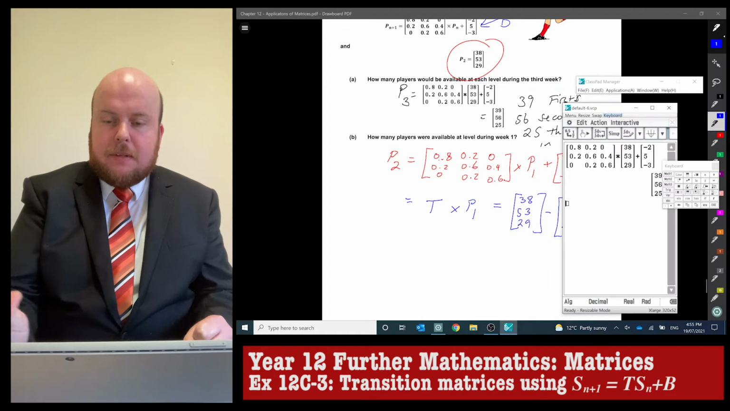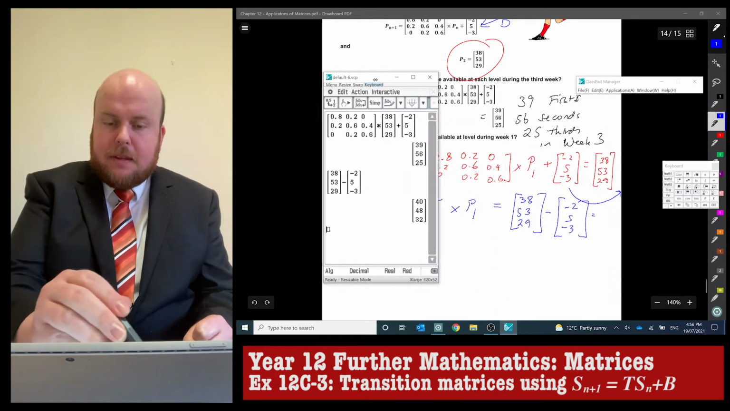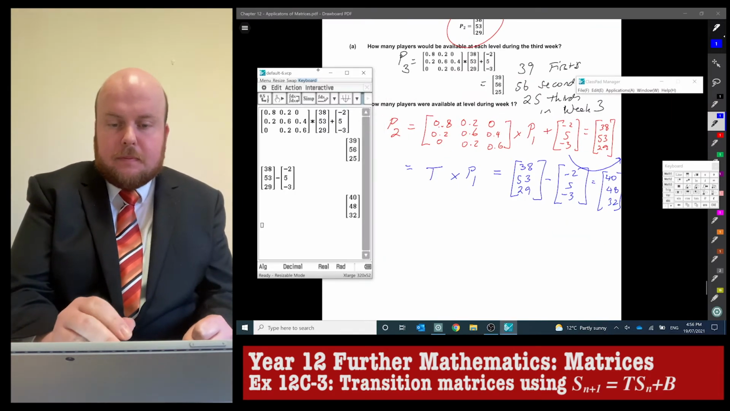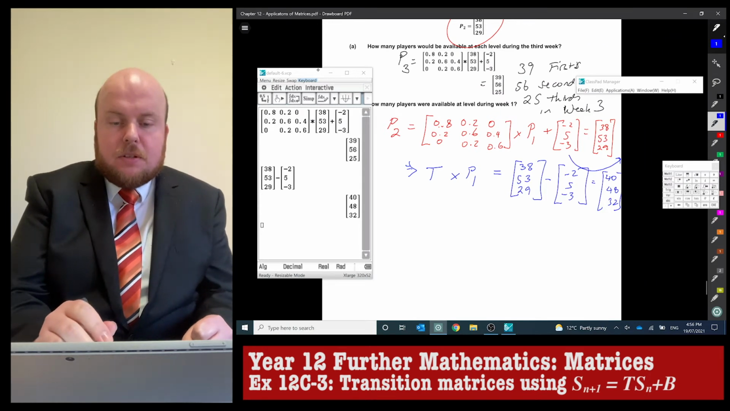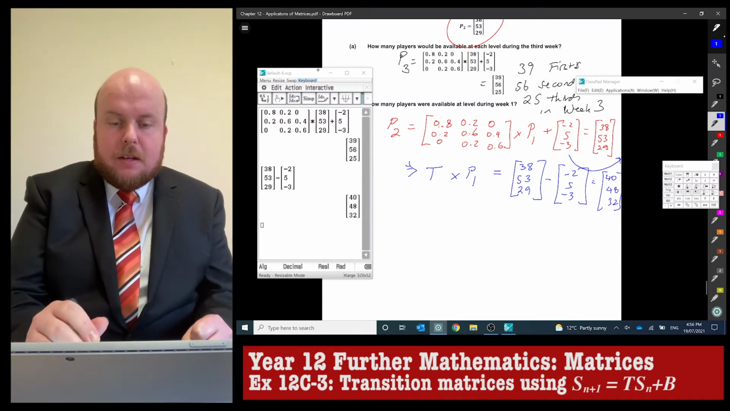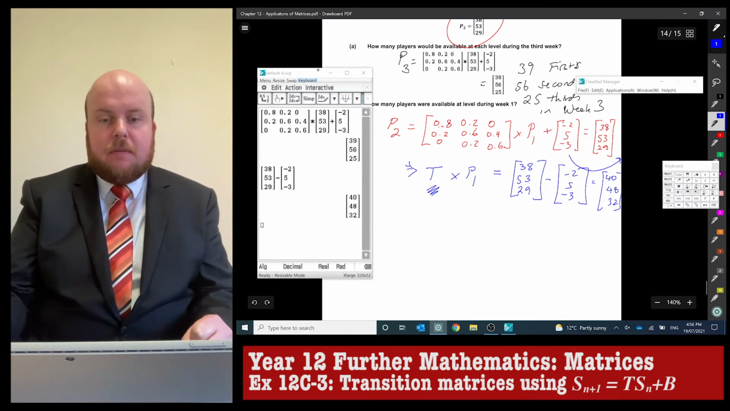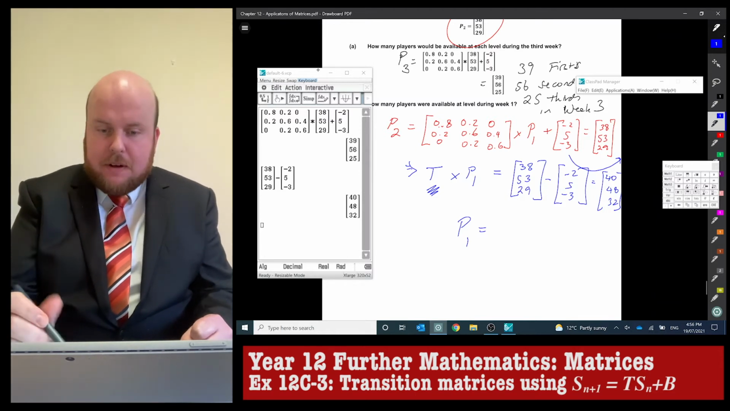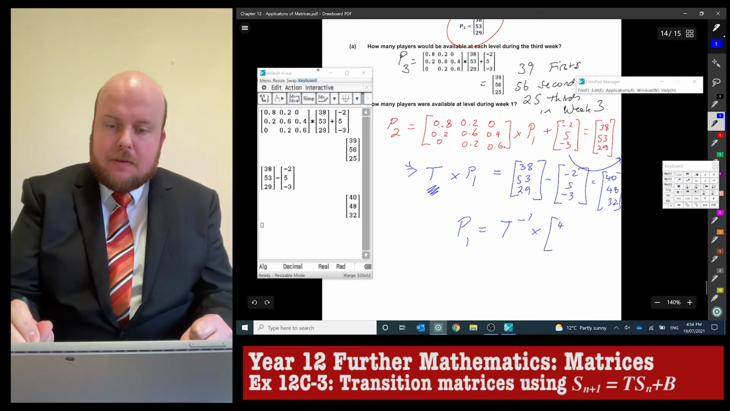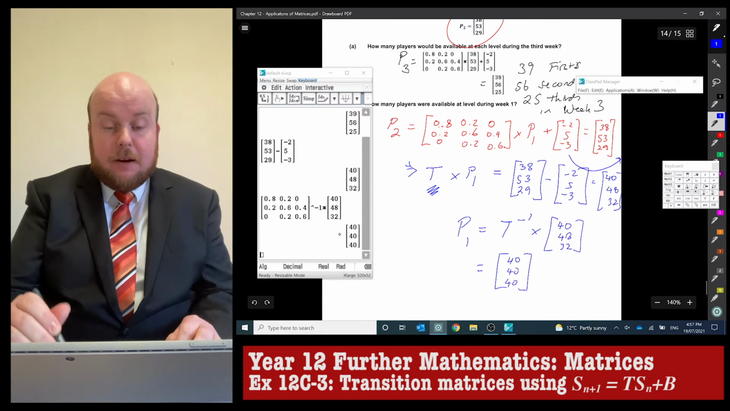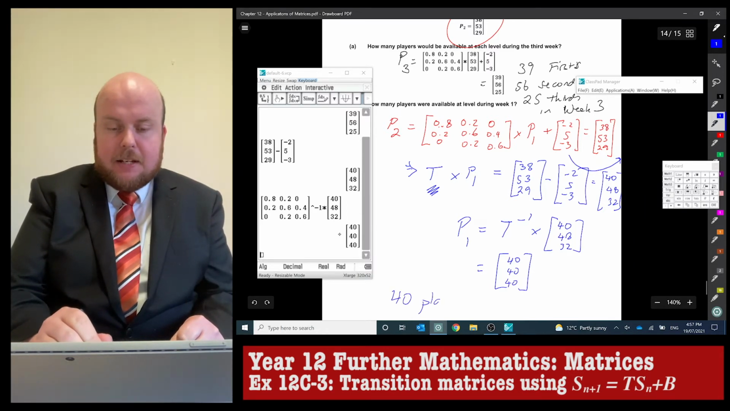When I get those numbers in, I'm going to minus this one here. That's going to get me 40, 48, and 32. So now I've got the transition matrix times P1 is equal to this 40, 48, 32. Now I need to move this transition matrix to the right-hand side so I can just have P1 equals. Remember, I can't divide matrices. Aha! So I need to do the inverse. I'm going to do the inverse of the transition matrix, and that will get us 40, 40, and 40. Well, that was very convenient. So there were 40 players available at each level.